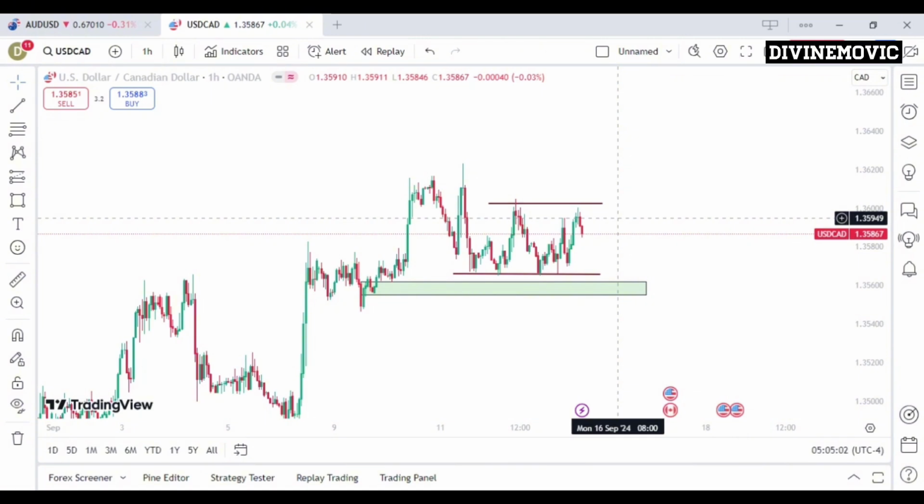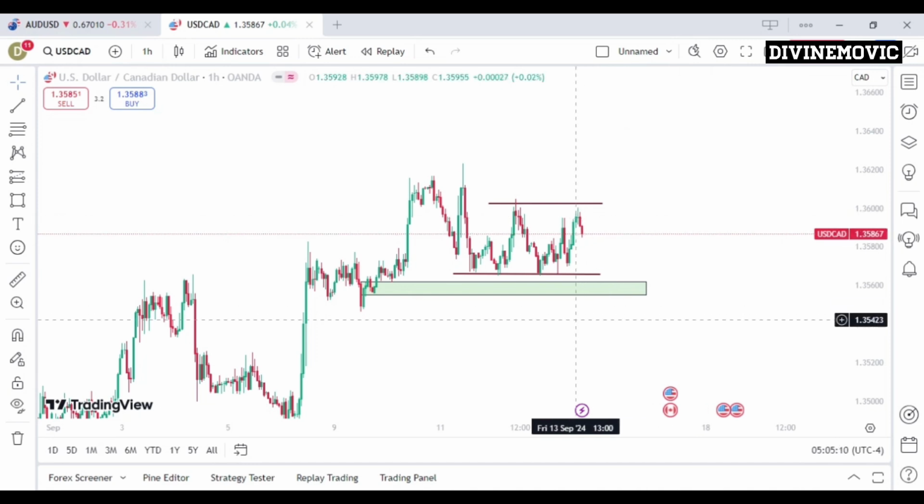An entry on this particular pair is to simply wait for price to open tomorrow, which will be Monday. And what I want to see price do is this. If price opens tomorrow and starts heading to the downside, then we're going to look for buys, because price is basically going to sweep the liquidity, the sell side liquidity, so that price can grab the buy side liquidity. So basically, an entry on USD CAD is to simply wait for price to open tomorrow, Monday, sell to the downside, then we can look for a buy opportunity.